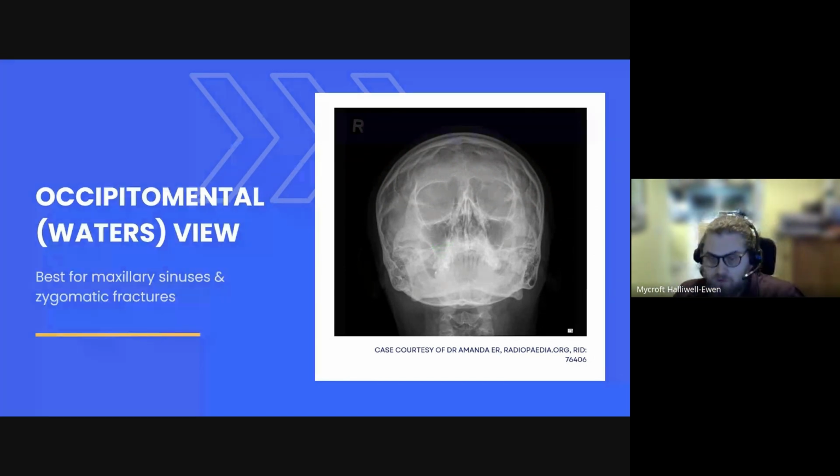Not the best thing for it. Realistically, sinusitis is a clinical diagnosis most of the time. It's the sort of thing we're doing. And you can sometimes see a zygomatic fracture. So this is the zygoma here, it's that arch.